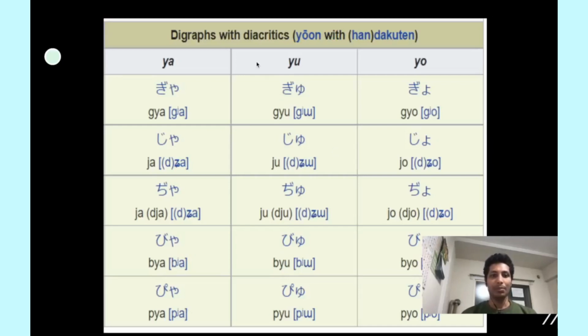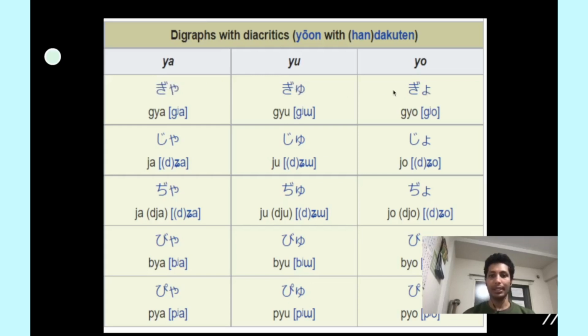We also have digraphs with handakuten and dakuten. For example, if I don't put any tenten here, it was ki. But now, because of the tenten, it becomes gi. And because of the small ya, it becomes gya, right? So this is dakuten, and it becomes a digraph of dakuten. So gya, gyu, gyo, right?